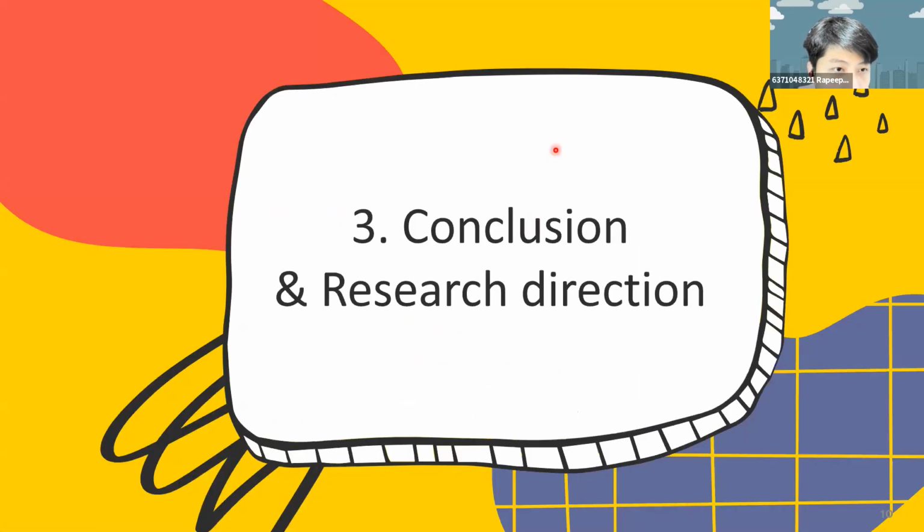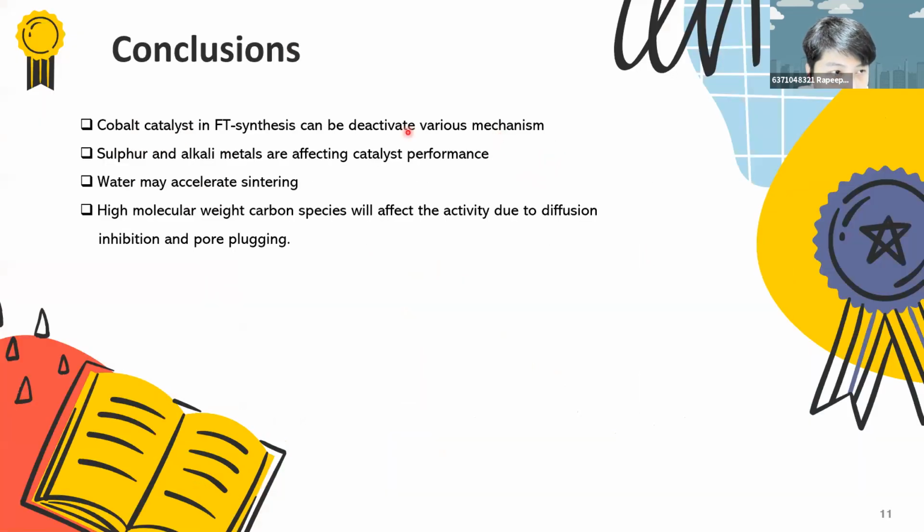The last part is the conclusion and research direction. In conclusion, cobalt catalyst in Fischer-Tropsch synthesis can be deactivated by various mechanisms. Sulfur and alkali metals affect catalyst performance, and water may accelerate sintering. High molecular weight carbon species will affect the activity due to diffusion inhibition and poor packing.